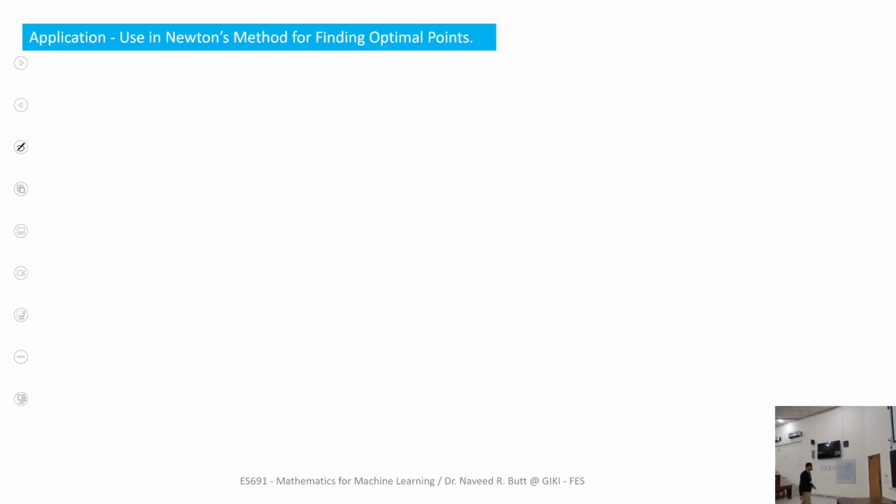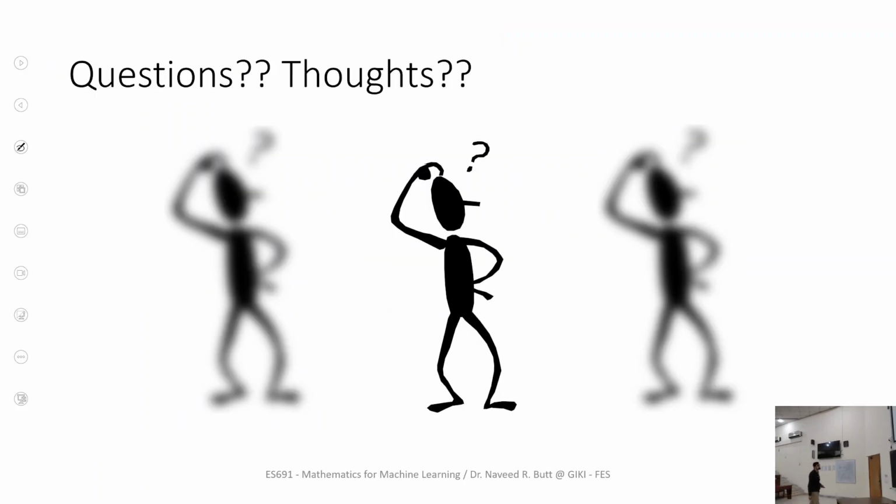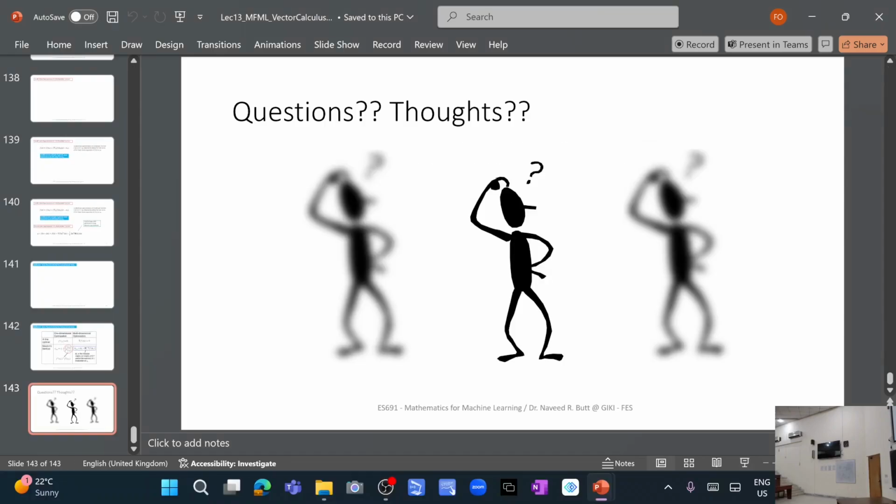This is the last slide we have used in the well known Newton's method. For the single variable case we know that one. Sorry, the left column is one dimensional, and the multi-dimensional is the right column. You will notice the similarities. Second derivative is replaced by the Hessian, first derivative is replaced by the gradient, all that. So that's that. Let's take your questions.